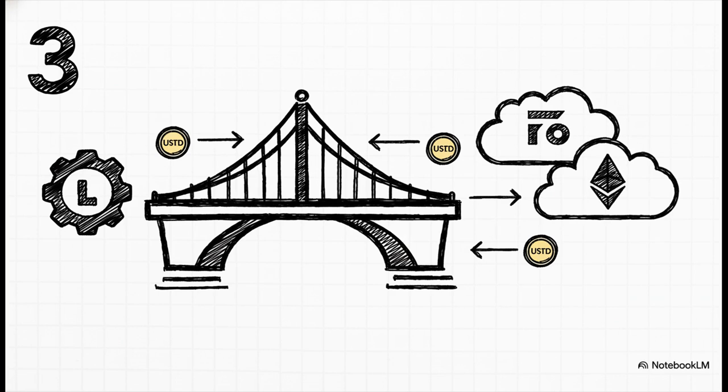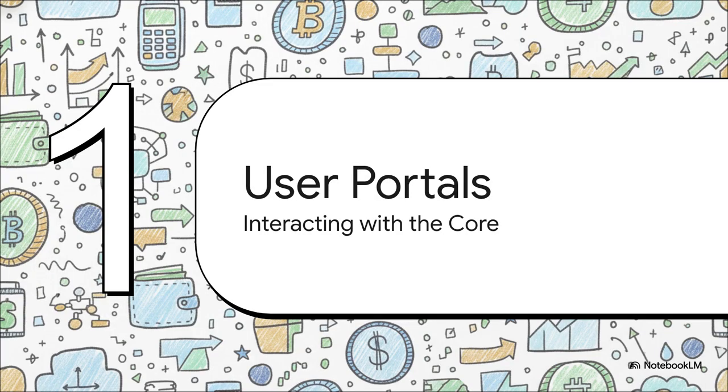And the third piece of our engine is the blockchain integration layer. This is the super important bridge that connects the internal system to the wider crypto world. It handles all the deposits and withdrawals that happen on public blockchains like Tron or Ethereum. It's the on-ramp and off-ramp for the whole network.